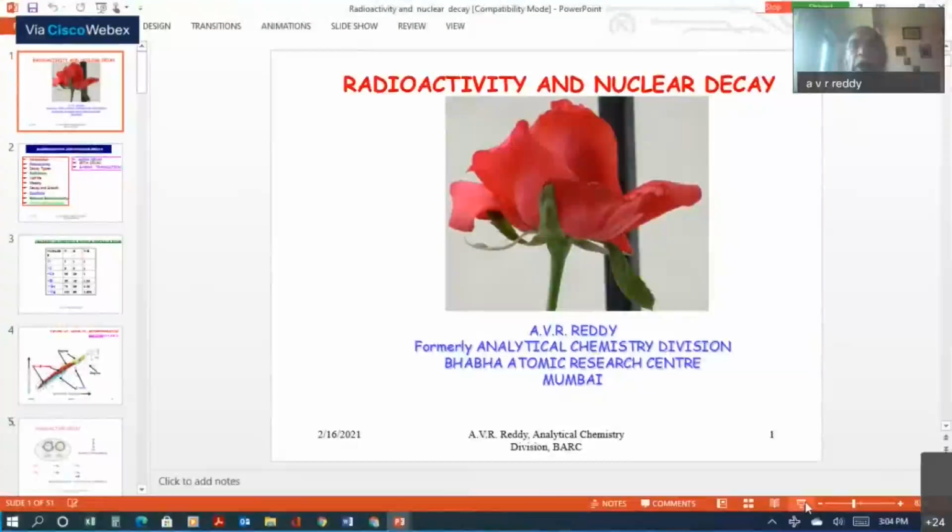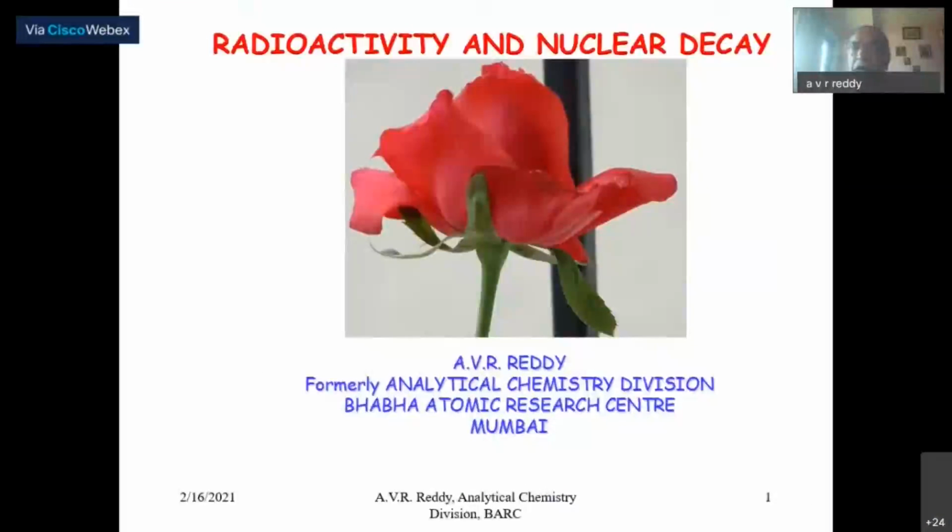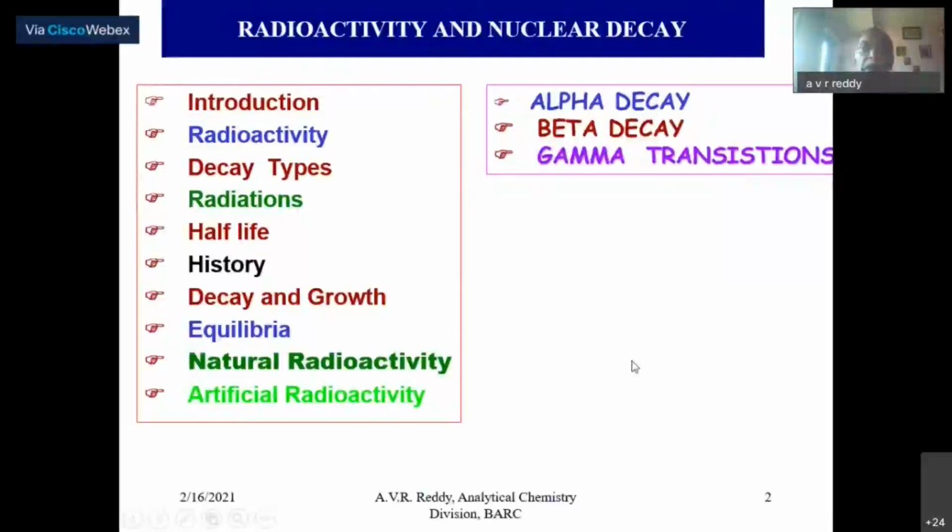So now I will take from there, and this part is already covered by Dr. Tomer. So I'll be talking about the decay processes: alpha decay, beta decay, and gamma decay, rather gamma transitions. Again, these are very, very lengthy parts, so I will try to give you the principles so that you get some idea about these three decay processes.